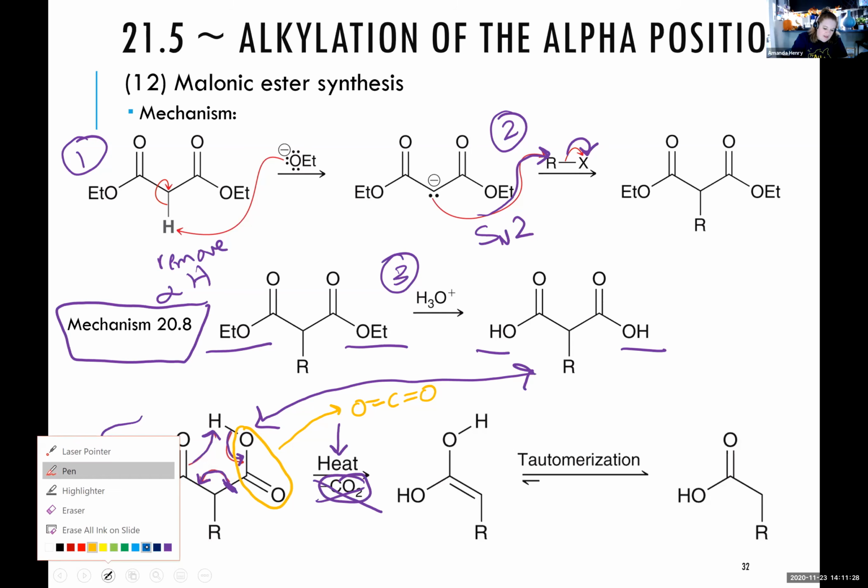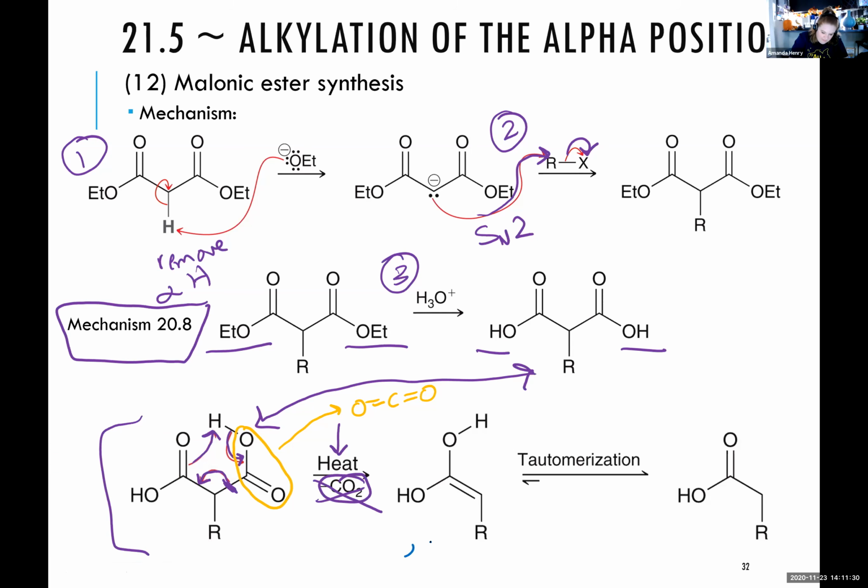The product that we get from this is the enol. And one of the first things we learned in this chapter was the tautomerization process. So that enol tautomerizes into the carbonyl version. And there's our R group that we've added on.